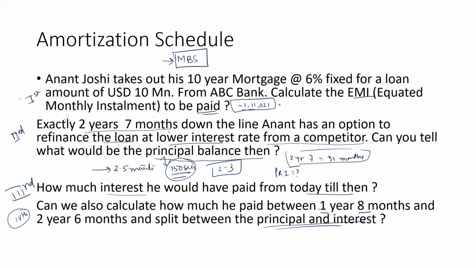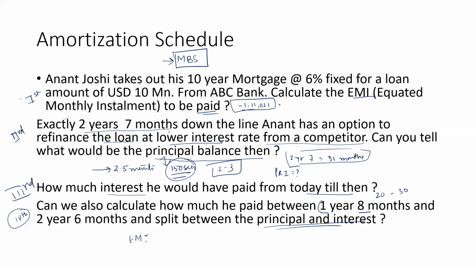So we can find out the last portion of this sum, which says the same thing to be found out between 1 year, 8 months. 1 year, 8 months means the 20th month, and 2 years, 6 months is the 30th month, right? So between the 20th and 30th period, how much money has been paid?